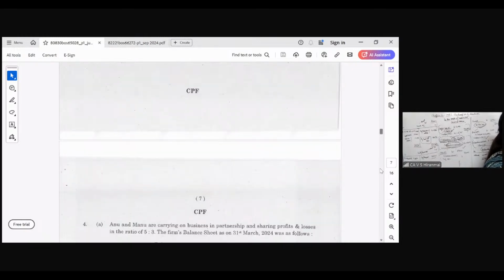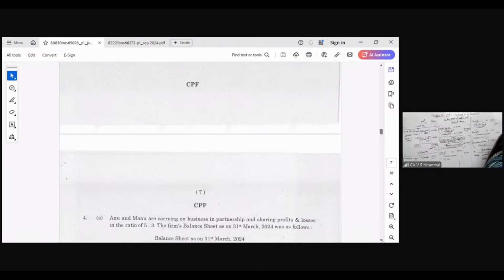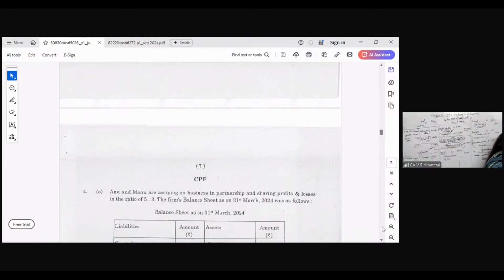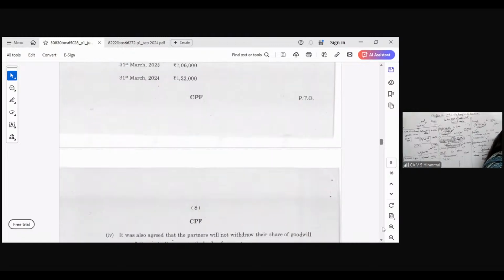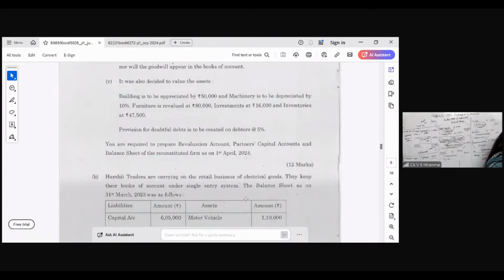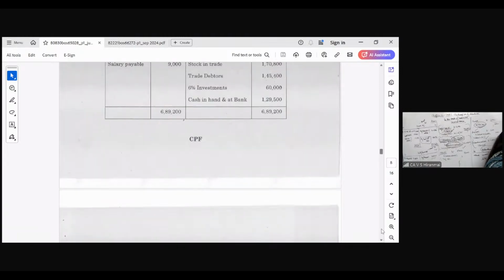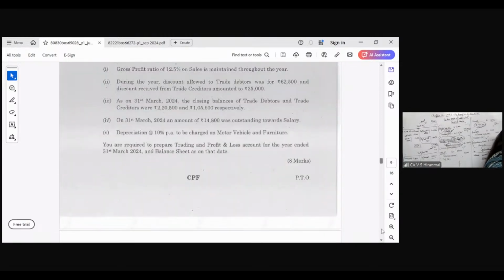So that was 3. 3A was NPO. 3B was from partnership. 4A is partnership, I'm sorry. Anu and Manu are carrying partnership. So this question has come for 12 marks. And here itself, single entry system has come in the B question. Okay. That has come for 8 marks. So this is your question number 4.